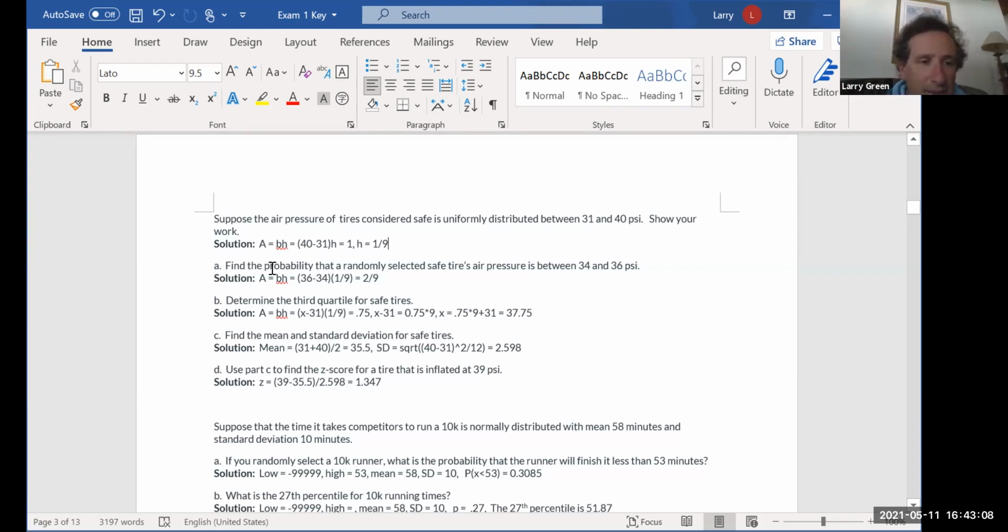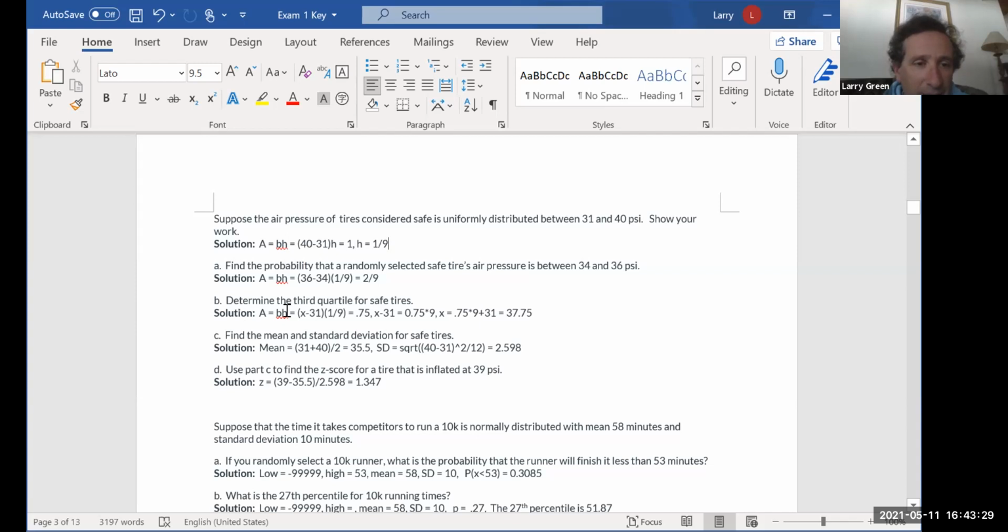Now let's do part A. Find the probability of randomly selected safe tires. Air pressure is between 34 and 36. So again, area equals base times height. I take the base, which is 36 minus 34. The height was 1/9, and I get 2/9. Any questions on part A?